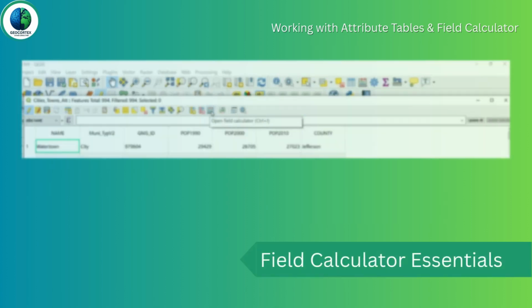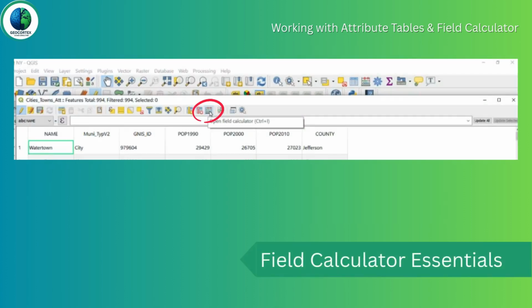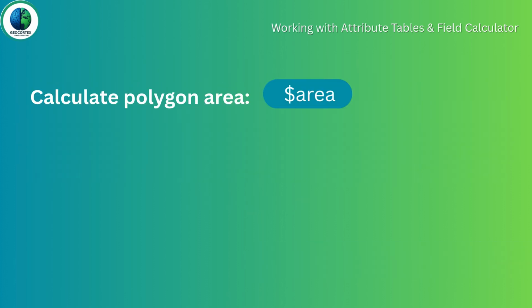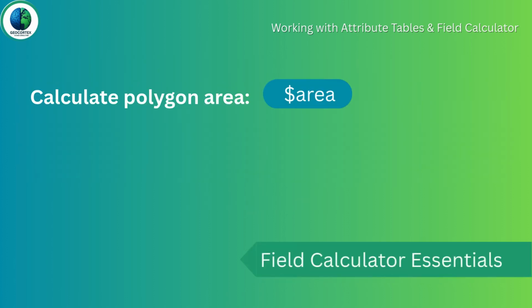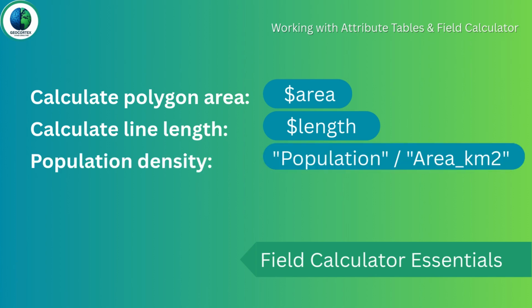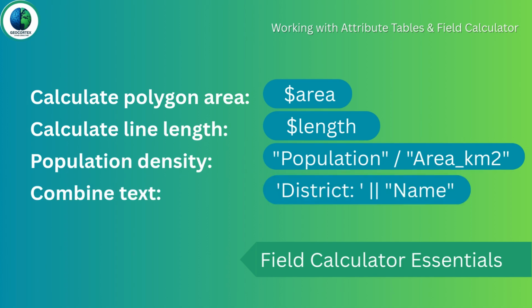Field Calculator Essentials. Field Calculator is where QGIS becomes powerful. You can perform math, text operations, geometry functions, and logical tests. A few examples: calculate polygon area, $area; calculate line length, $length; population density, population / area_km; or combine text.